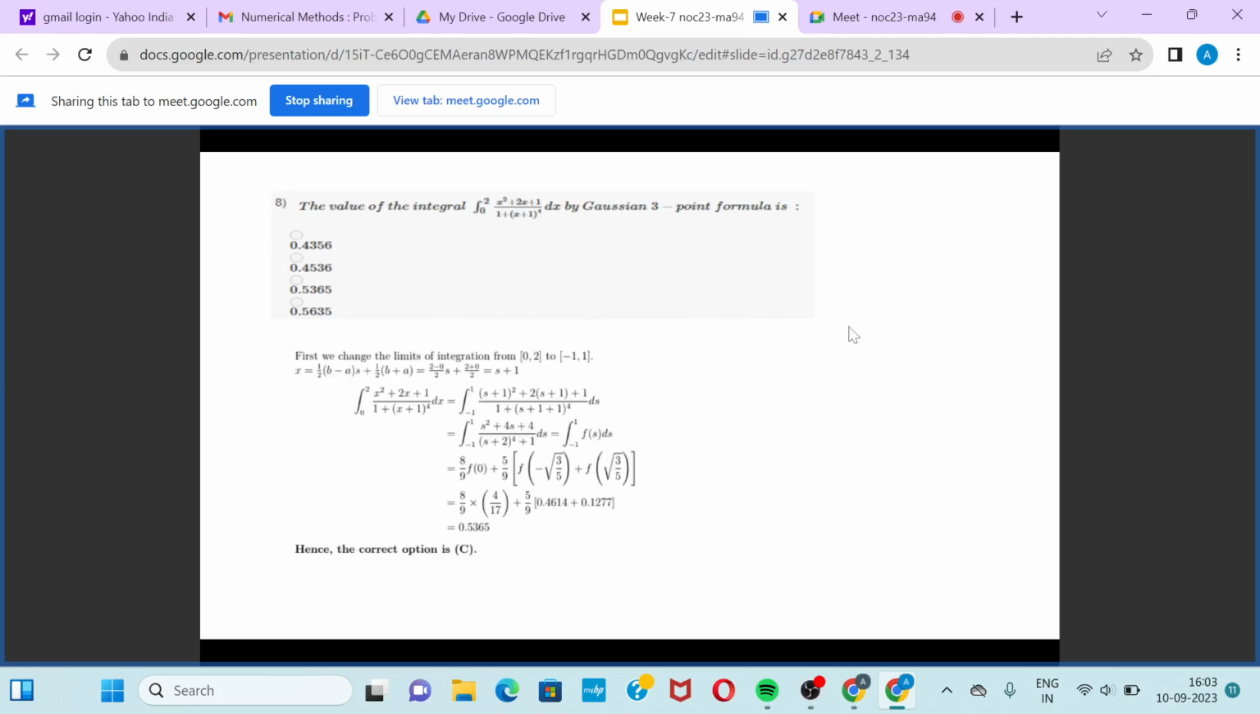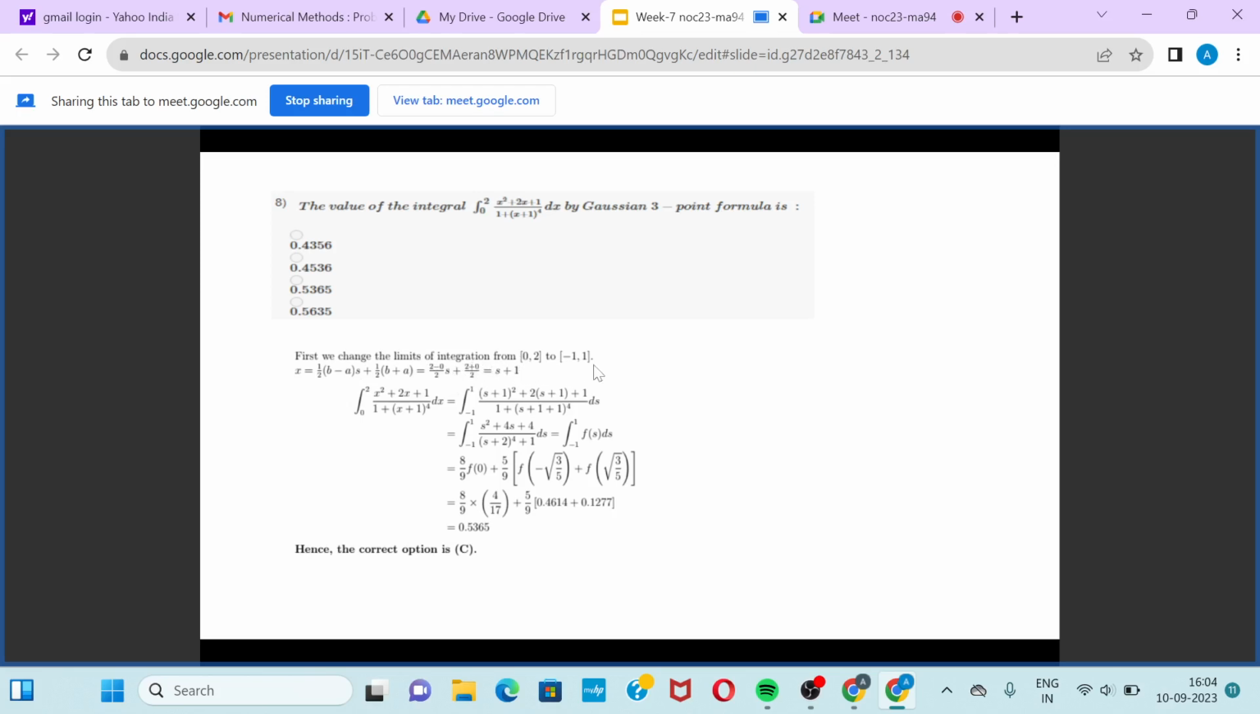So here, since its limits are from 0 to 2, we will first convert the limits so that they will be from -1 to 1. For converting the limits, just take x equals half of (b minus a) into s plus half of (b plus a). Here b is 2 and a is 0. After applying those values, you will get x equals s plus 1.